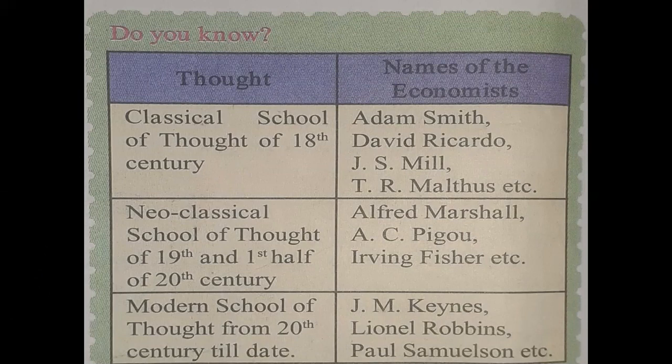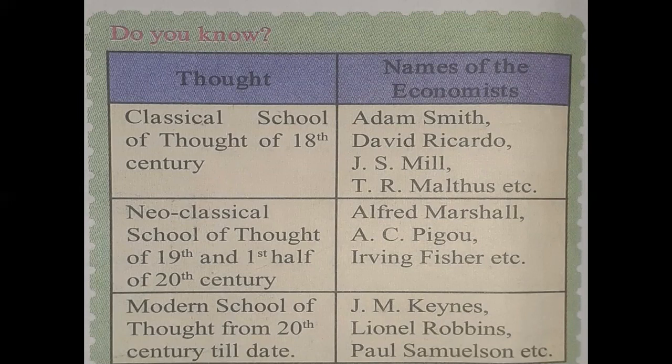But one of the most important things is the thoughts and the names of economists. See now, different thoughts and different people will explain the concept of economics and the definition of economics. So the first and most important is the classical school of thought of the 18th century, means the 18th century's economists.